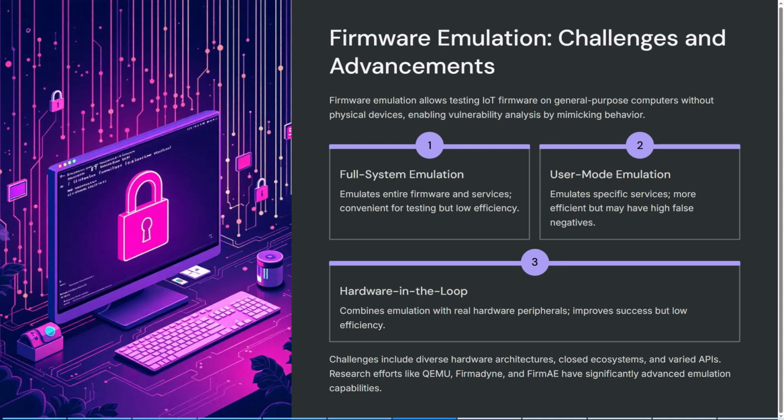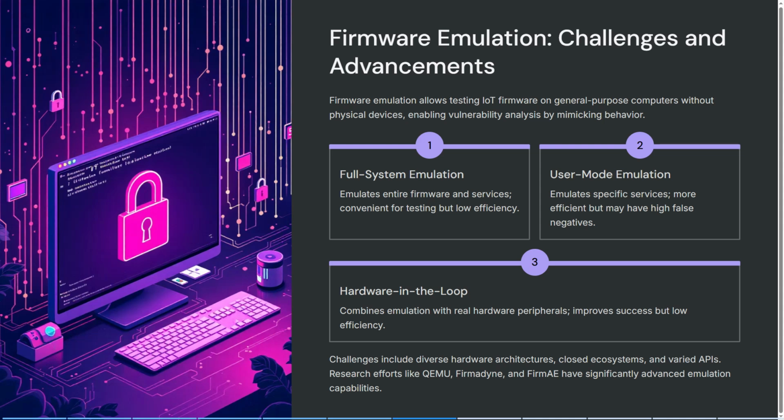The second way is the user mode emulation. It emulates some specific services. It is more efficient but may have high false negatives. And the third way is the hardware in the loop emulation. It combines emulation with the real hardware, improves the chances but has low efficiency.